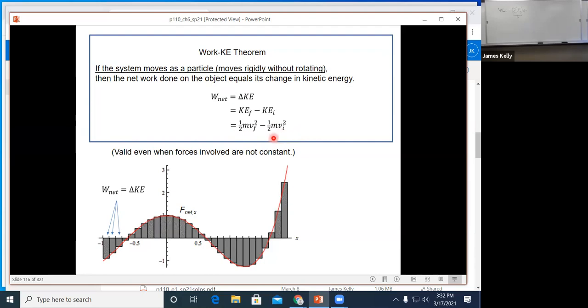And so if you know the initial speed, you can calculate the final speed. That's really how we're going to think of it, right? If I know what it's doing earlier, I want to find out what its speed is later. That's what this tells us. If I can calculate the net work, I can solve for the final speed.